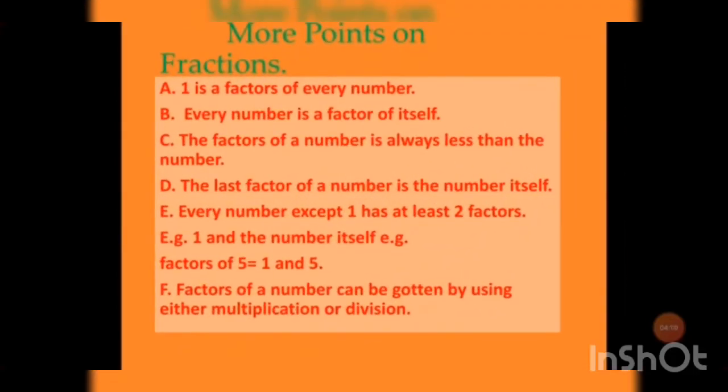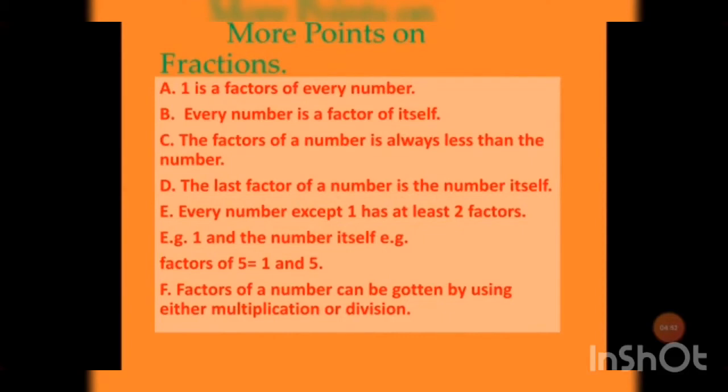Now, here are some more points to note when you're talking about factors. The first one is 1 is a factor of every number. That means 1 can divide every number. Okay? Now, another point is every number is a factor of itself, meaning every number can divide itself without a remainder. The factors of a number are always less than or equal to the number. Okay? Apart from itself, the other factors are less than that number.